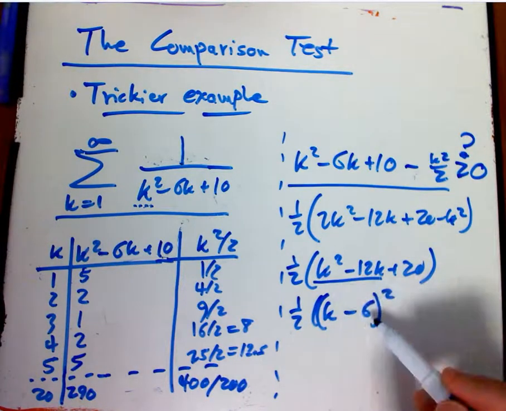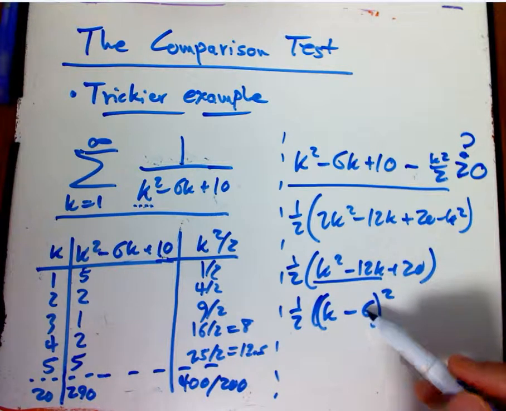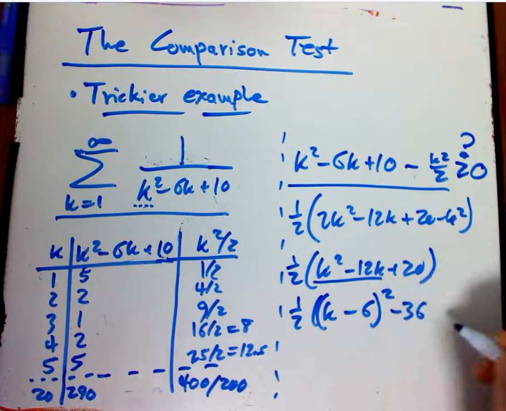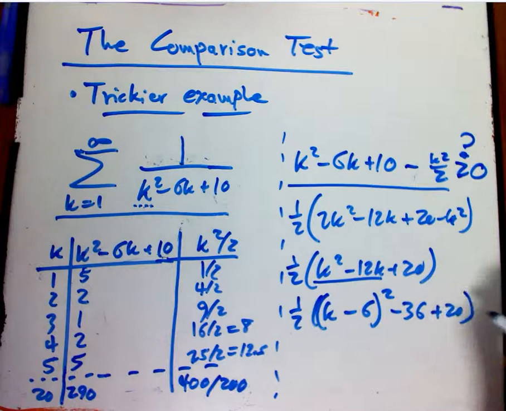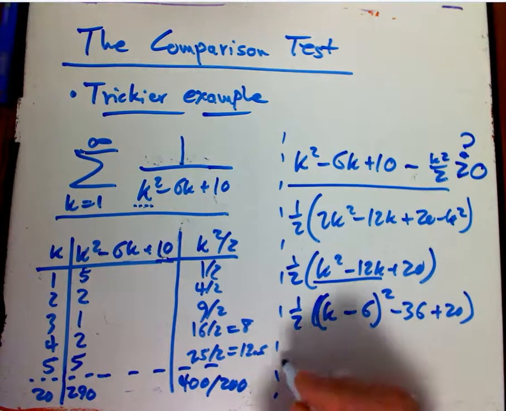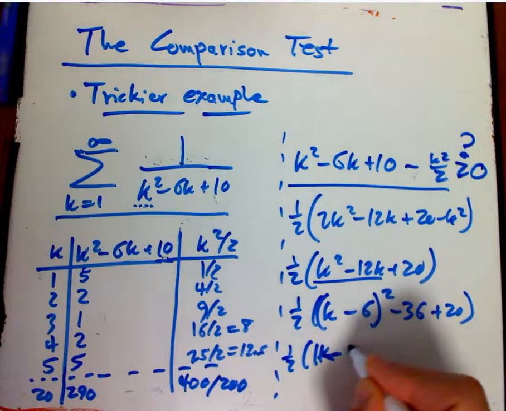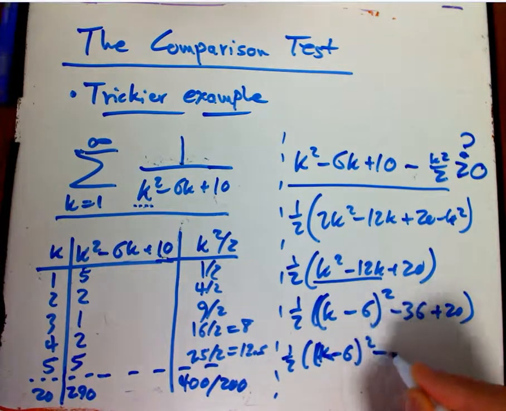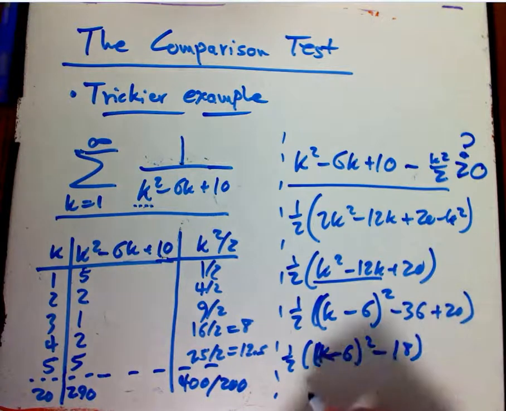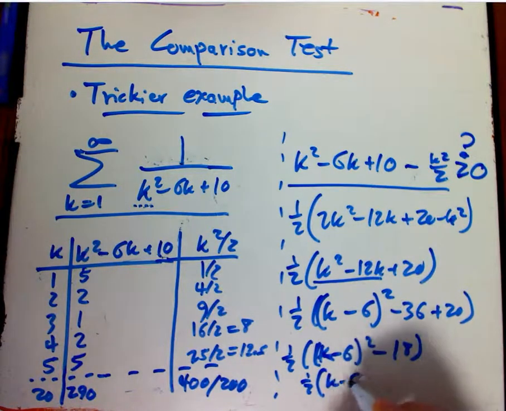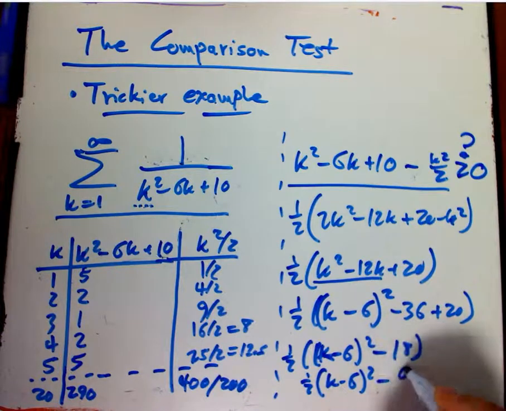This would give us the k squared. It would give us the minus 12k. It would give us a plus 36 we don't want, so just kill it off right away. And then recognize the 20 really is still there. Okay, so this is 1 half of k minus 6 squared minus 18. And then if I distribute, I think I can have a little bit of room. Yes, you can still see that. I'll just distribute that 1 half. So we're talking about a quantity that's like this.